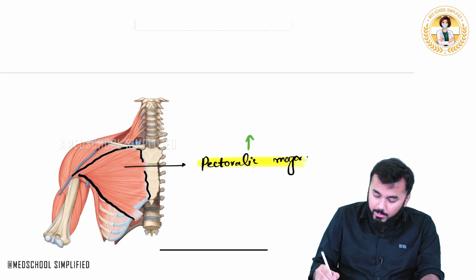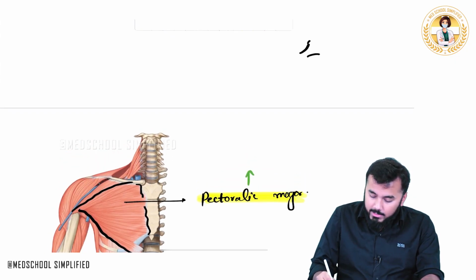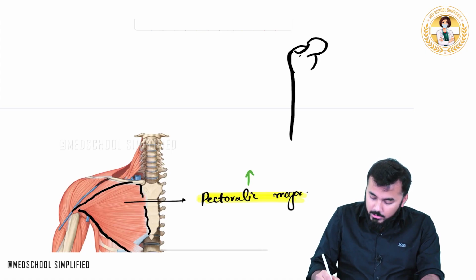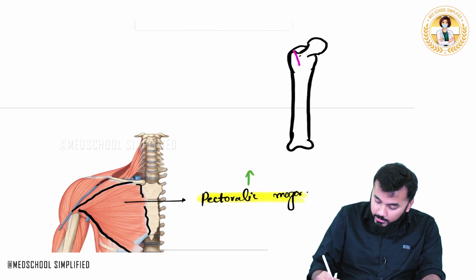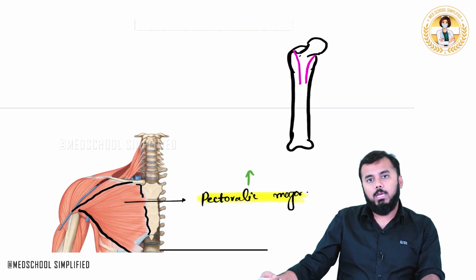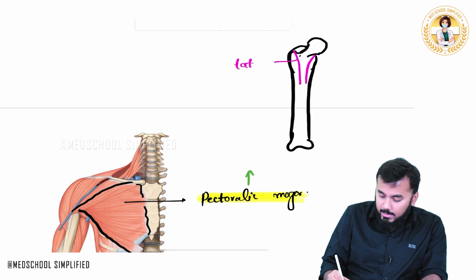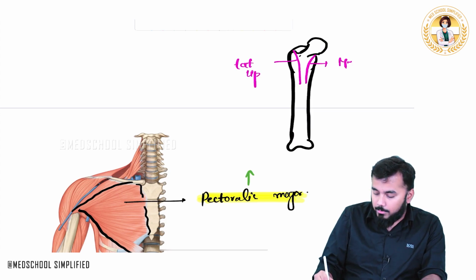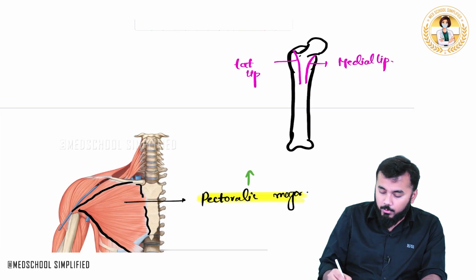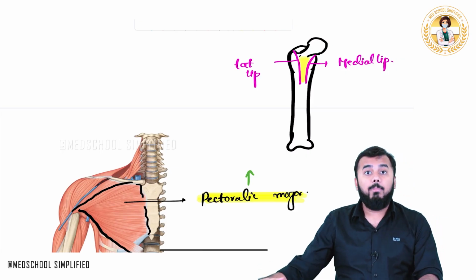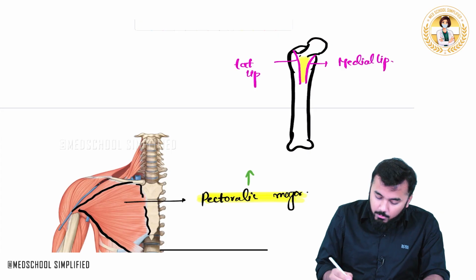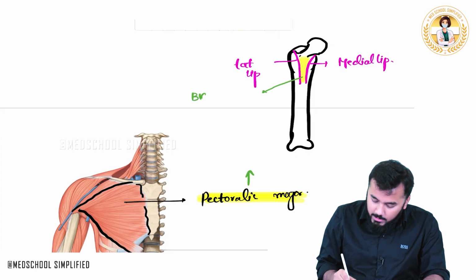I have told you previously, if you remember, that let us say this is your humerus, like this, right? I have already told you that the humerus has 2 lips. This is called the lateral lip and this is called the medial lip of the humerus. And I have also told you that the space between these 2 lips is called the intertubercular sulcus or bicipital groove, isn't it?